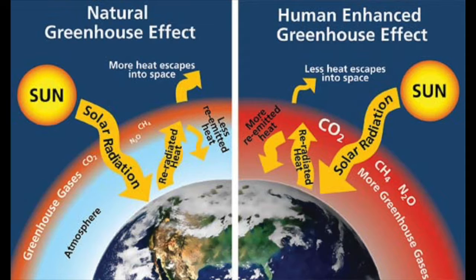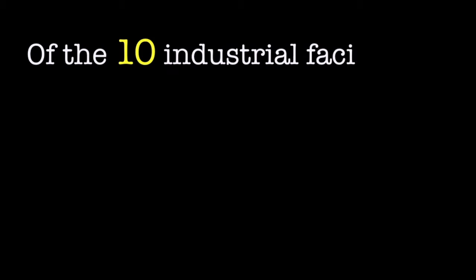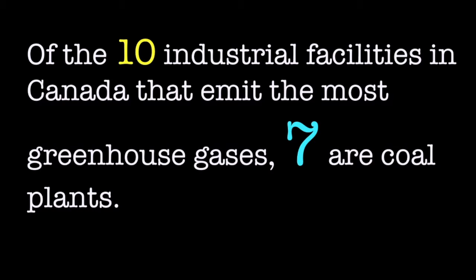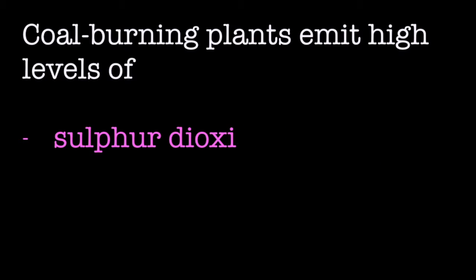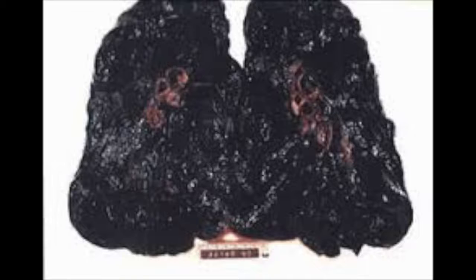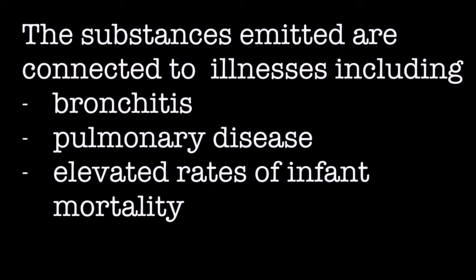Coal is associated with very high emissions of greenhouse gases and toxic pollutants. Of the 10 industrial facilities in Canada that emit the most greenhouse gases, 7 are coal plants. Coal burning plants emit high levels of sulfur dioxide, nitrogen oxides, and mercury. Coal miners are at risk of stroke, lung disease, black lung, asthma, and lung cancer. The substances emitted are connected to illnesses including bronchitis, pulmonary disease, and elevated rates of infant mortality.